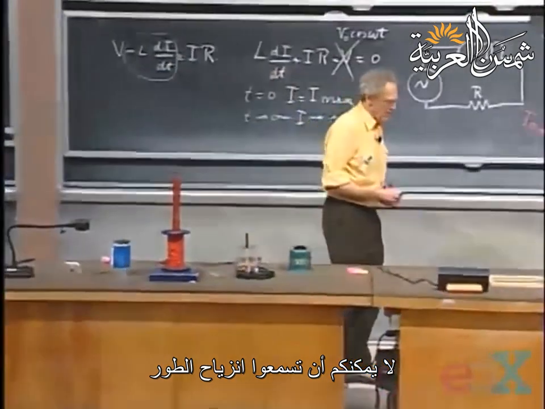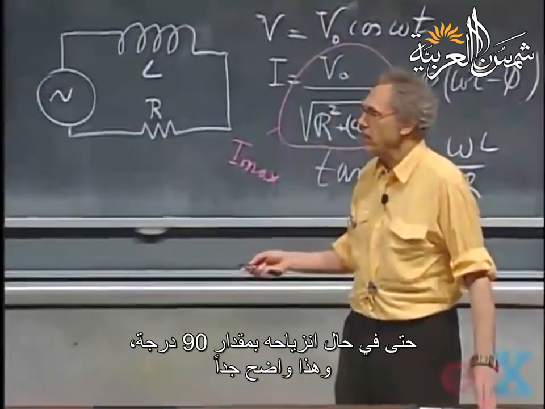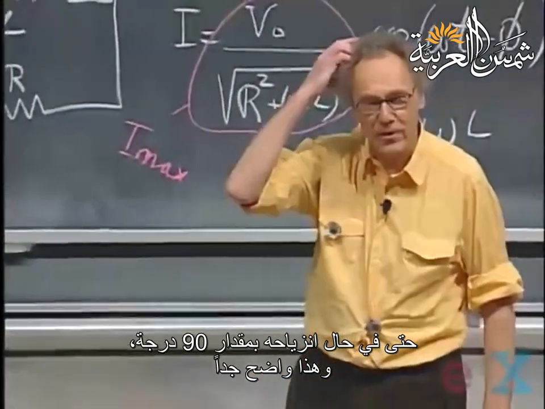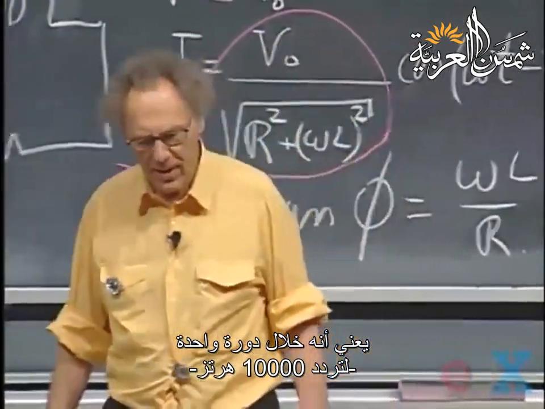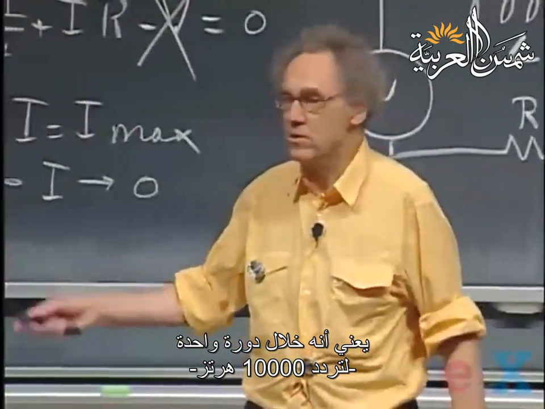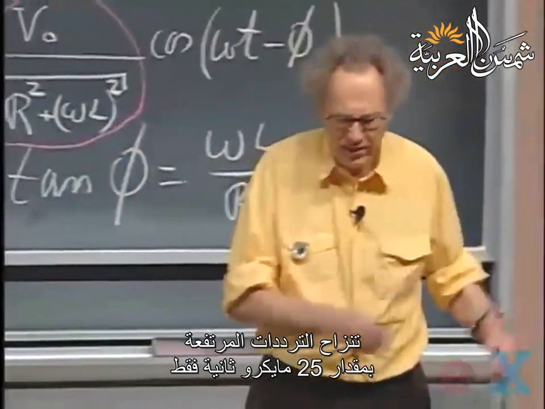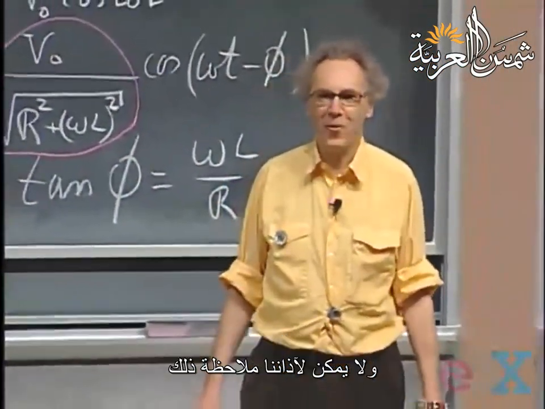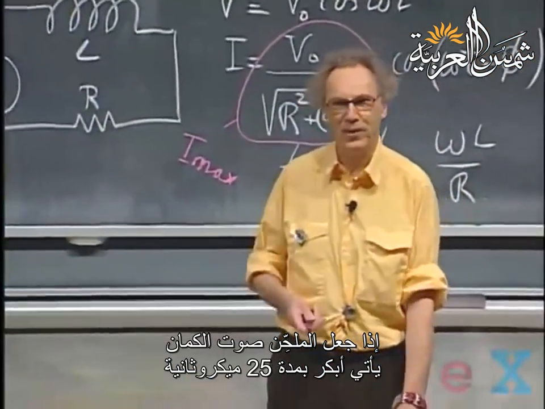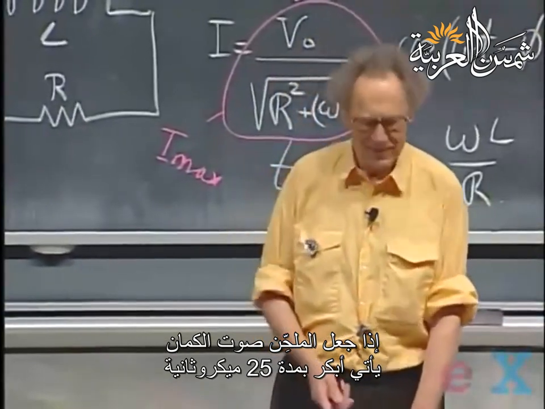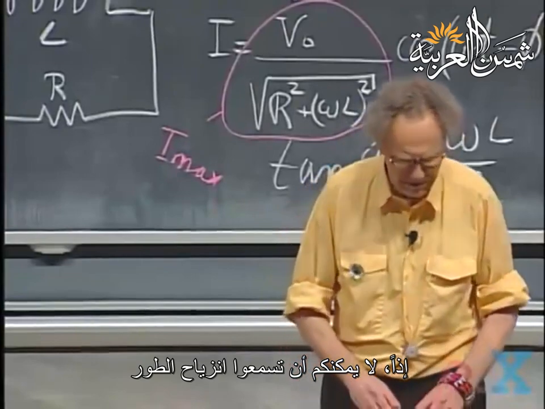I cannot make you listen to the phase shift. Not even in the case of the 90-degree phase shift, and that is quite obvious. Because what does it mean that there is a 90-degree phase shift? It means that during one cycle of 10,000 hertz, which takes only 1/10,000th of a second, the high frequencies are shifted by only 25 microseconds. There's no way that your ears can hear that. The fact that the composer wanted those violins to come in 25 microseconds earlier than they do, of course, is something you cannot hear. So I cannot make you listen to the phase shift.